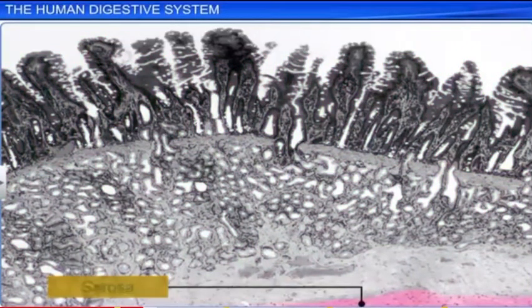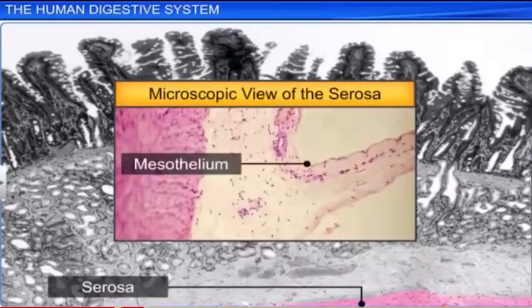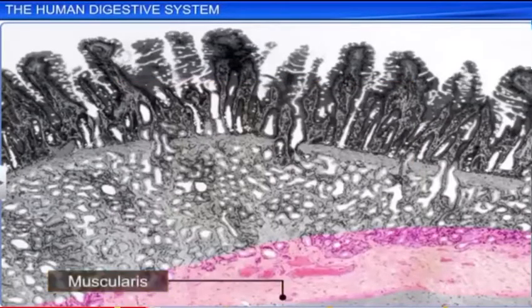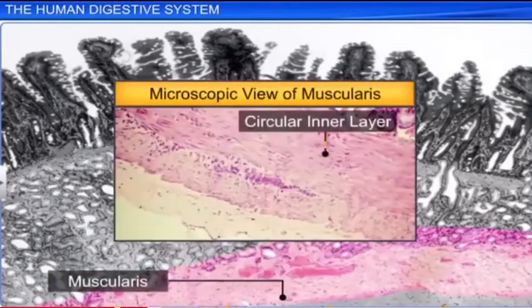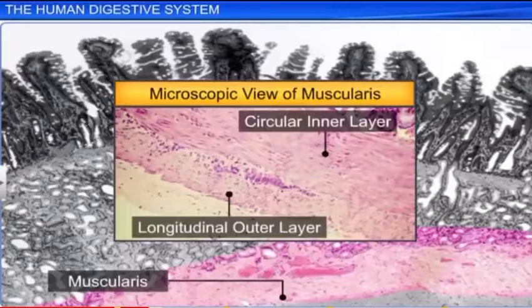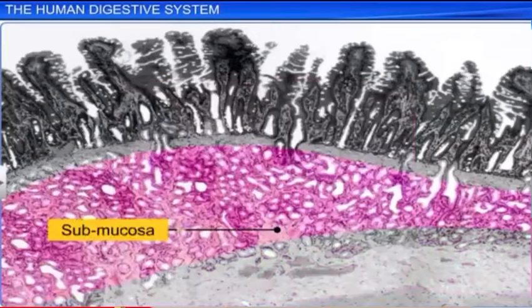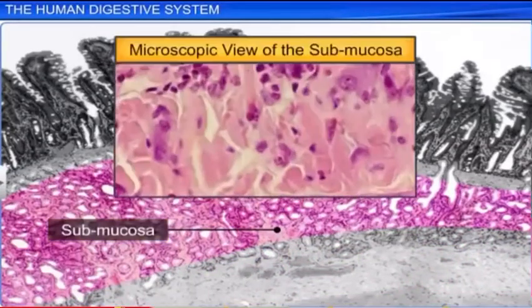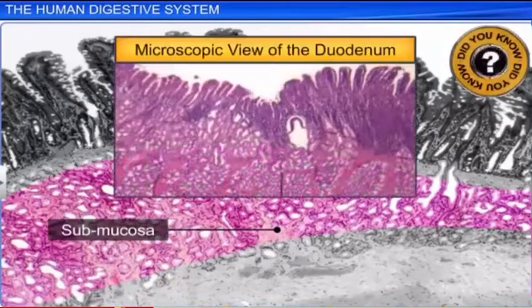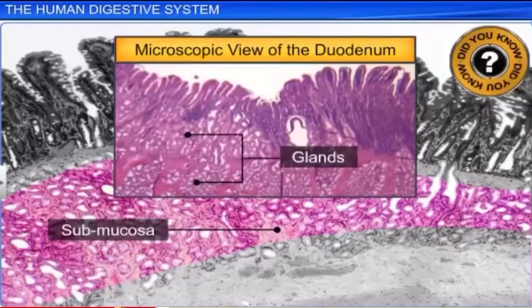The serosa, the outermost layer, is made up of a thin mesothelium along with some connective tissues. The serosa is followed by the muscularis, a muscle layer made up of a circular inner layer and a longitudinal outer layer of smooth muscle cells. Adjoining the muscularis is the submucosa, which is a soft connective tissue layer containing blood vessels, nerve endings, and lymphatic vessels. Did you know that in the duodenum, glands are also present in the submucosa?